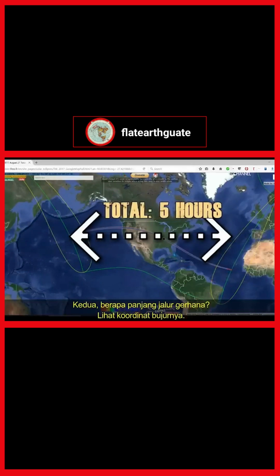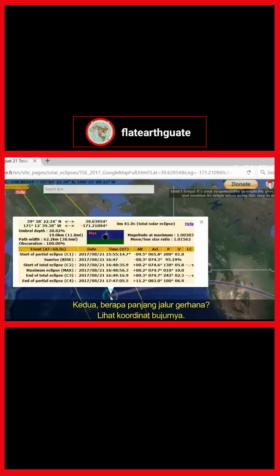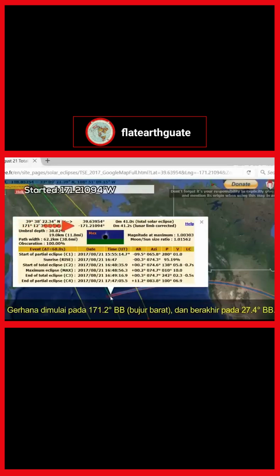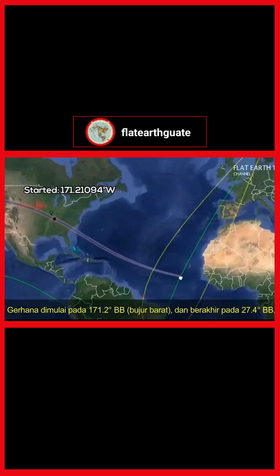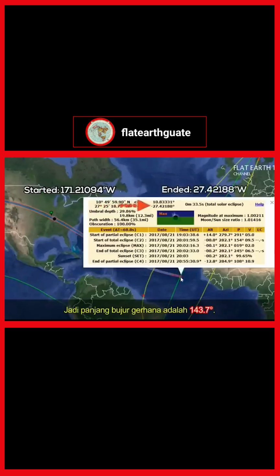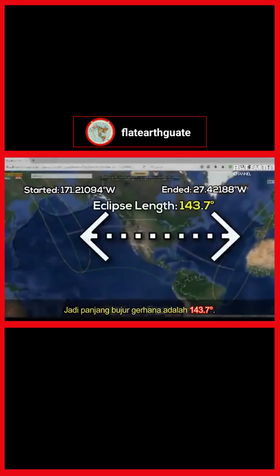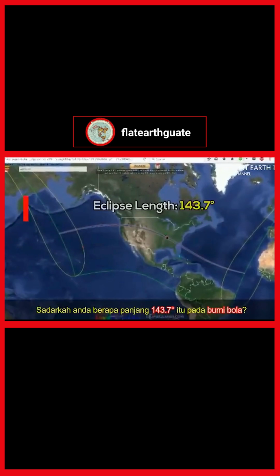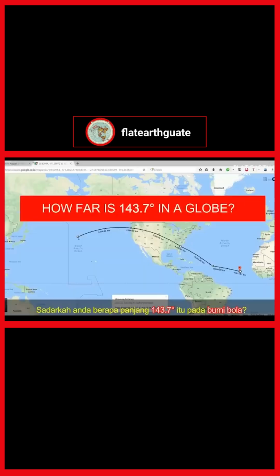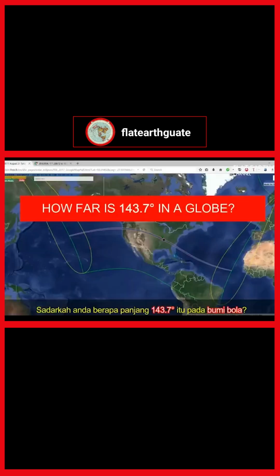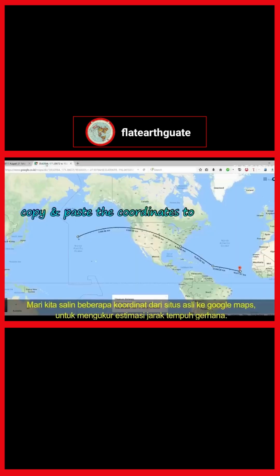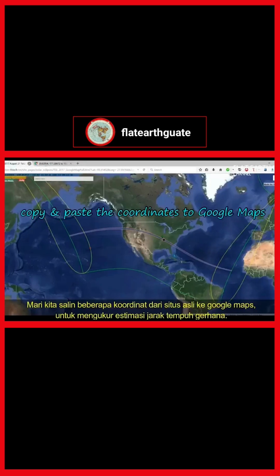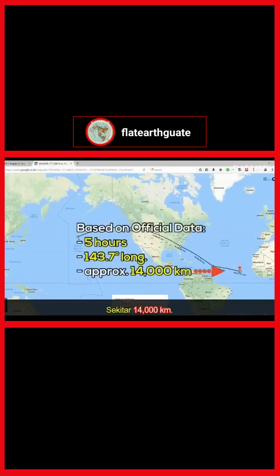Secondly, how far is that eclipse length? Take a look at the longitude. It started at 171.2 degrees west and ended at 27.4 degrees west. The eclipse length in longitude is 143.7 degrees. Do you realize how far 143.7 degrees is on a globe? Let's copy-paste some coordinates from the eclipse site to Google Maps to measure the approximate distance. It's around 40,000 kilometers.